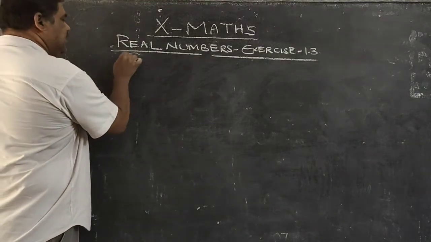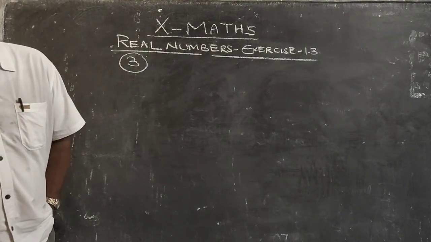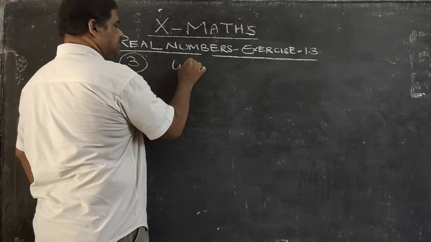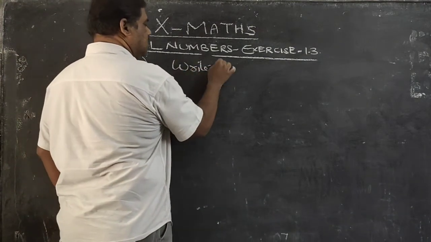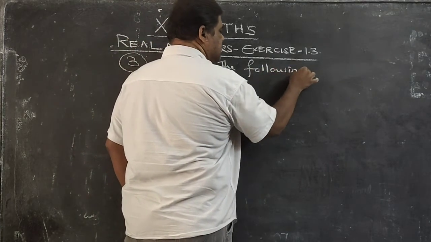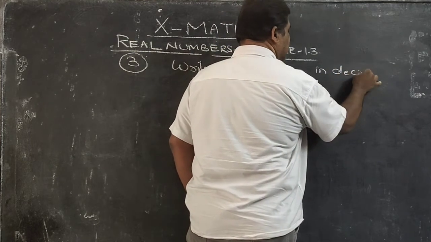Right, question number 3. Write the following rational numbers in decimal form.